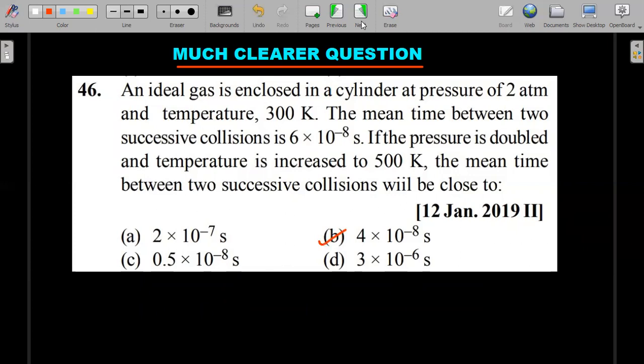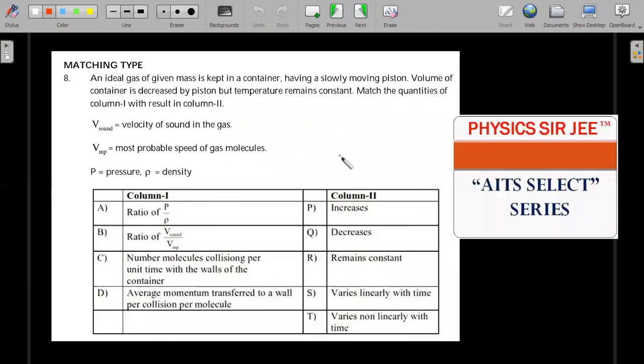Okay, so let's move forward. I tried my best to select a question from AITS previous papers, wherein all the concepts that we have done in the last 5 to 6 slides on gas equation and RMS velocity, most probable velocity, then collisions with the walls of the container and the momentum transfer, and all those things are contained in this matching type question.